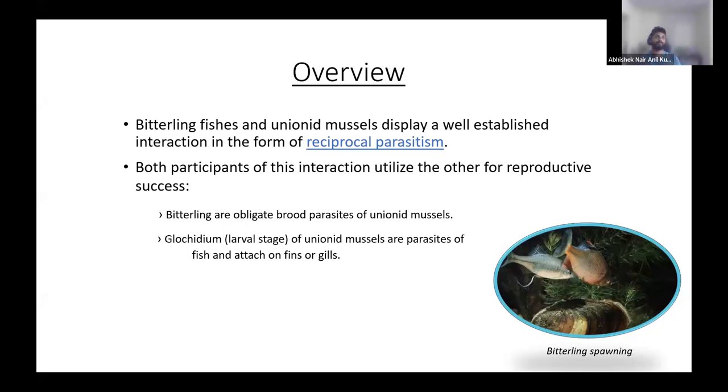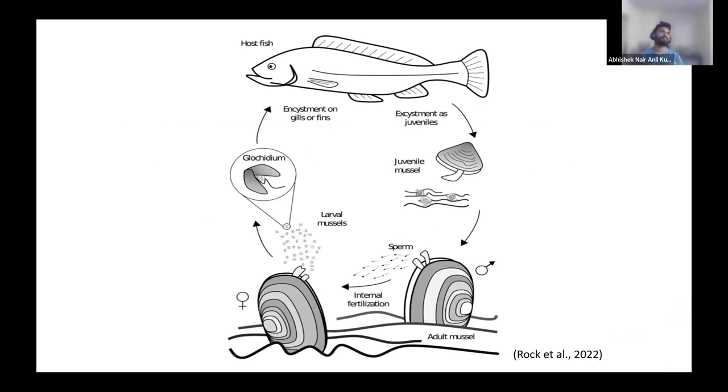On the other side, for unionid mussels, their larval stage, the glochidium, is a parasite on fish, and not just bitterlings, of course. They can parasitize any fish that swim around the vicinity of the mussel and in the water column around it. The glochidium mainly attaches onto the fins or the gills of fish, stays on the fish until its own maturation, and then falls off as a live juvenile mussel. So for today, I will focus on the part where the fish is the host and the mussel larva is the parasite. What you see on screen is the life cycle of the unionid mussel, a freshwater bivalve.